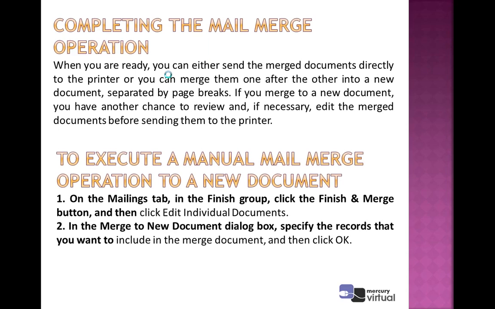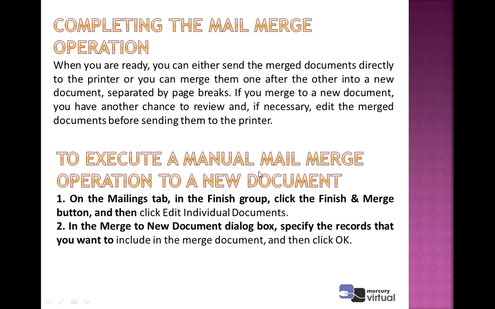When you are ready, you can either send the merge document directly to the printer or you can merge them one after another into a new document separated by page breaks. If you merge to a new document, you have another chance to review and if necessary, edit the merged document before sending to the printer. Means there are two options for completing the mail merge operation. Either you can give the printout to the printer or you can merge to a new document. You can merge it one by one, and if there are any changes, you can make the changes. You can edit the merge before sending to the printer.